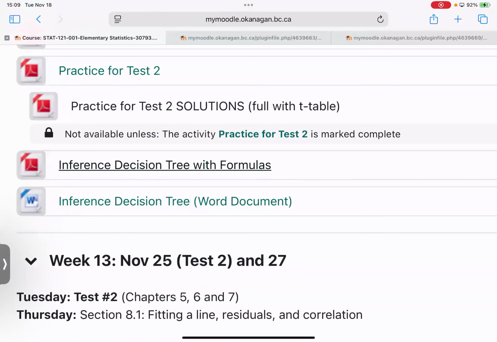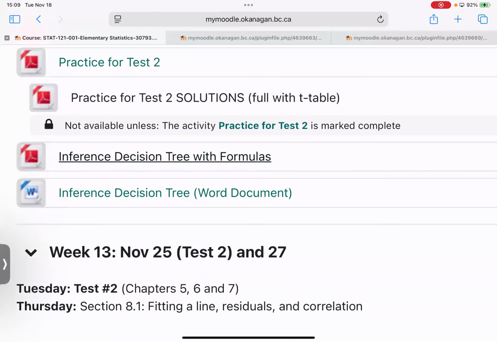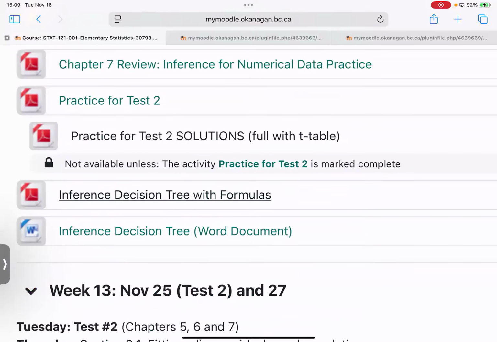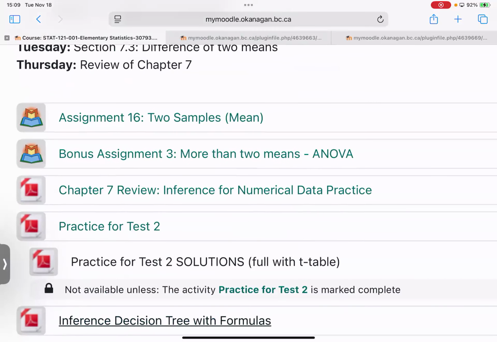So there's the Word document, in case you want to manipulate it yourselves. Oh, and there's the bonus assignment on the ANOVA, in case you're interested. You can do it. It introduces a new test statistic called the F test statistic.